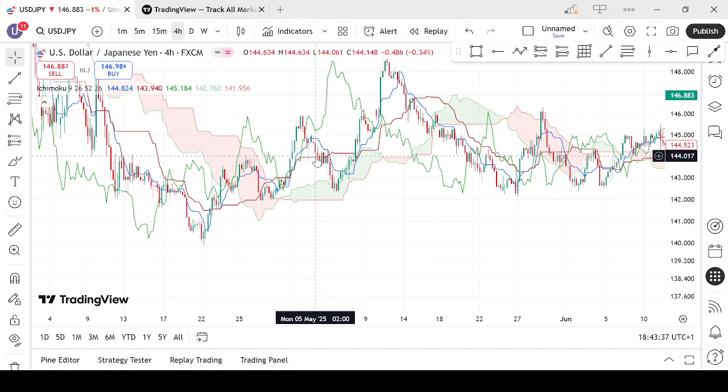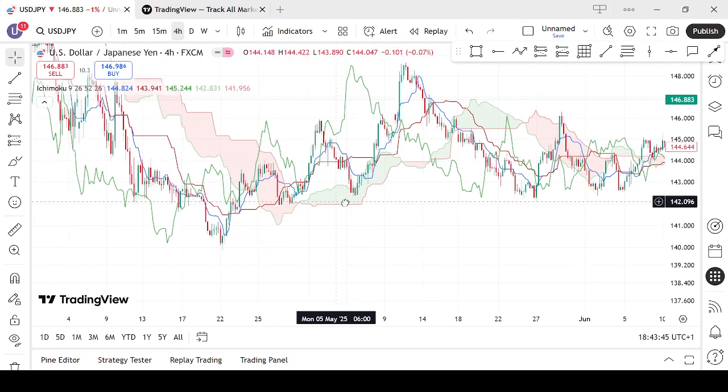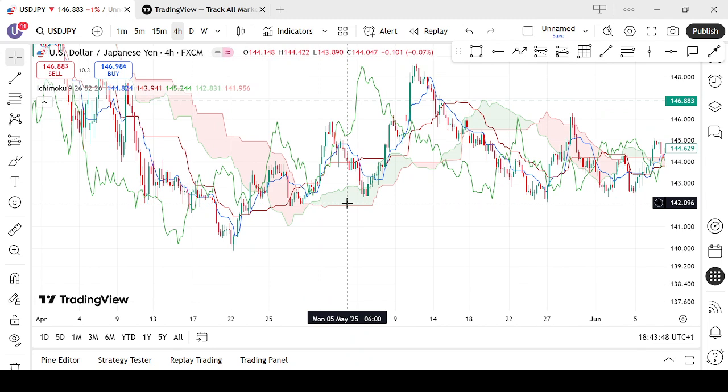When the Tenkan Sen crosses above the Kijun Sen, it generates a bullish signal, meaning when this blue line crosses above the red line, it provides a bullish signal. These crossovers are respected by many institutional traders and can lead to significant price movement.